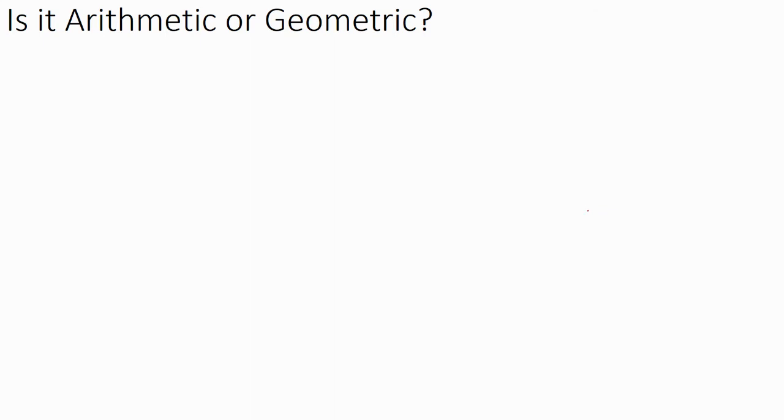And now that takes care of real world problems. Now let's talk about whether sequences are arithmetic or geometric. We talked about arithmetic sequences when we did linear equations, and we know that an arithmetic sequence is just a linear equation. Well, a geometric sequence is going to be an exponential equation. Okay, so let's look at a few and see what we can find out.